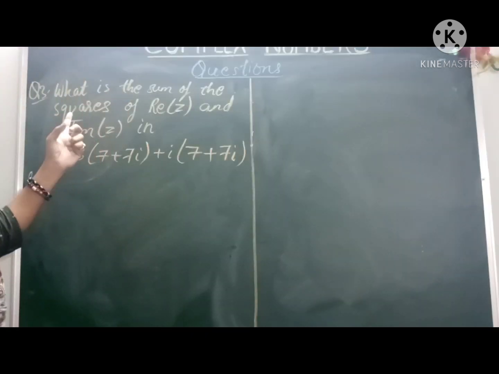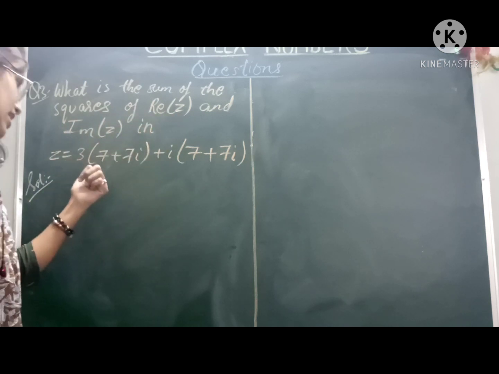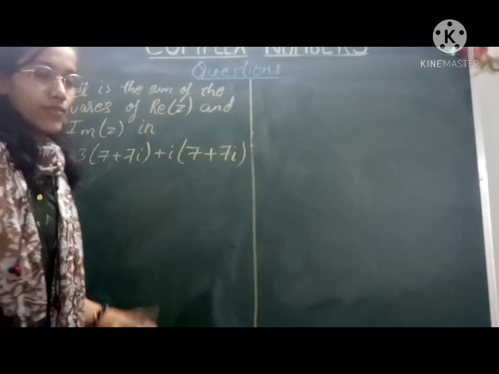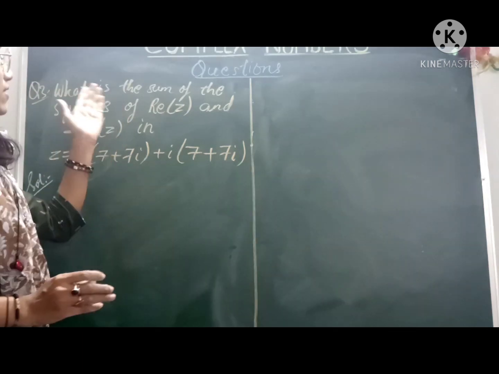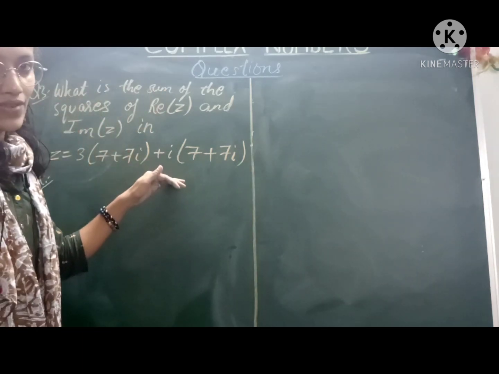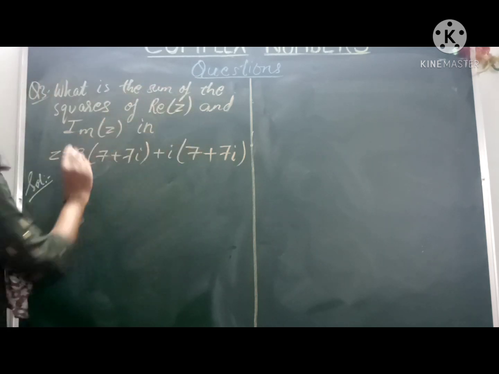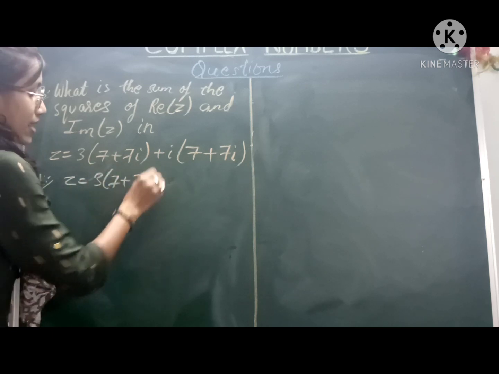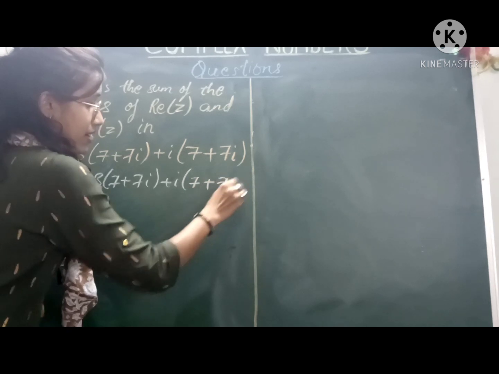What is the sum of the squares of the real part of z and the imaginary part of z, where z equals 3(7 plus 7i) plus i(7 plus 7i)? We have to solve this. First we have to understand the question. It is asked, what is the sum of the squares? First we will find z and then we will find the squares. So it is given z equals 3(7 plus 7i) plus i(7 plus 7i).